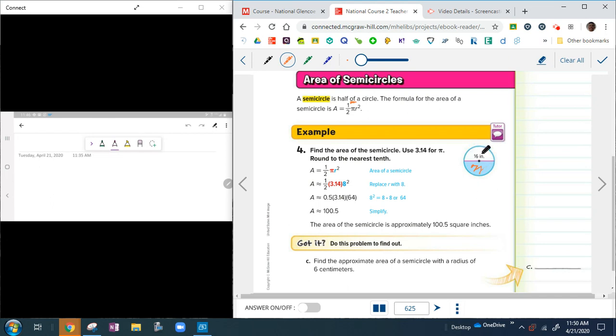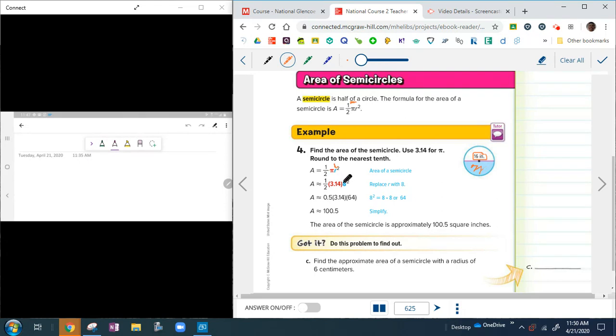Tricky part, ready? They give you the diameter. But what are you supposed to plug into this formula? It says R for radius, right? So we have to cut that in half. Now that has nothing to do with the fact that this is a semicircle. That's just the fact that our formula asked for radius and they gave us the diameter. So for this R, we have to realize that it's not 16, it's actually 8.